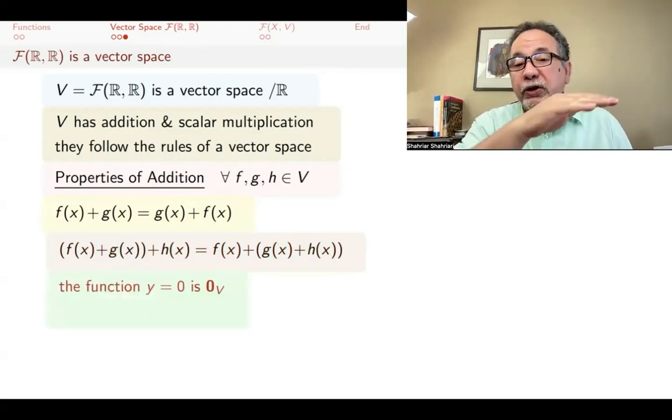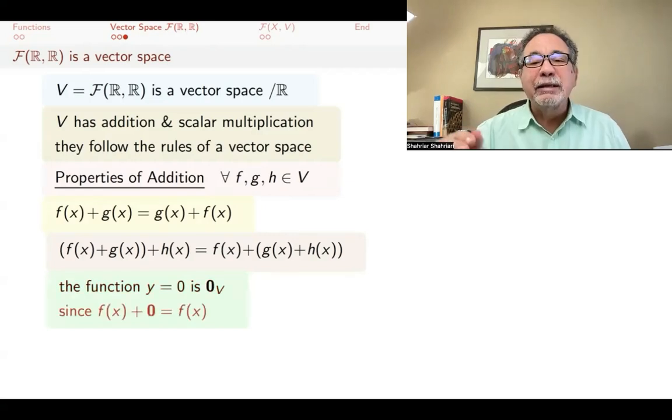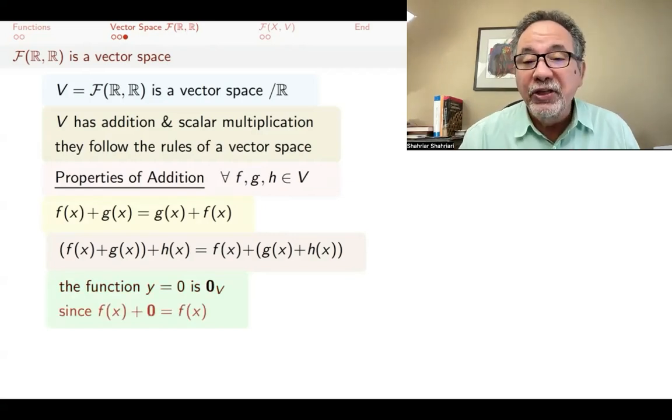You have the zero function, the x-axis, y equals 0. And what's special about that? It has the property that when you add it to other functions, nothing happens. That's called the zero of this vector space.